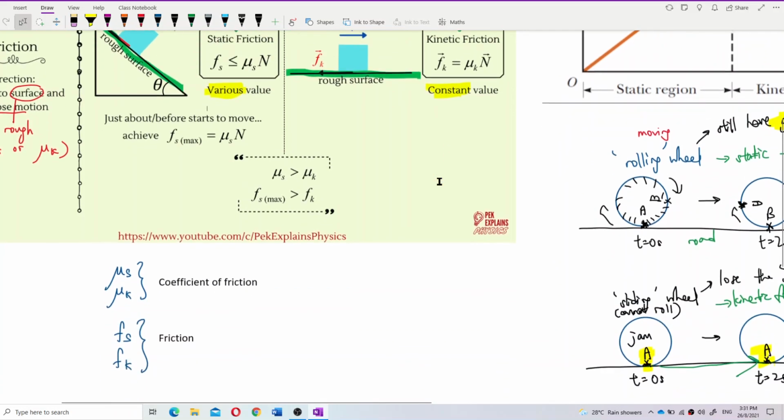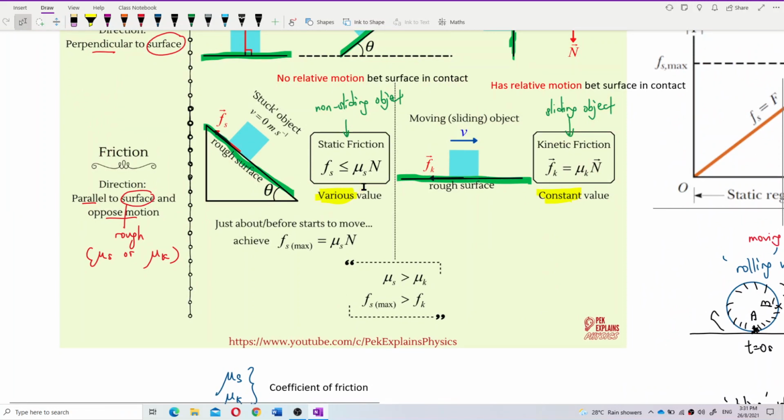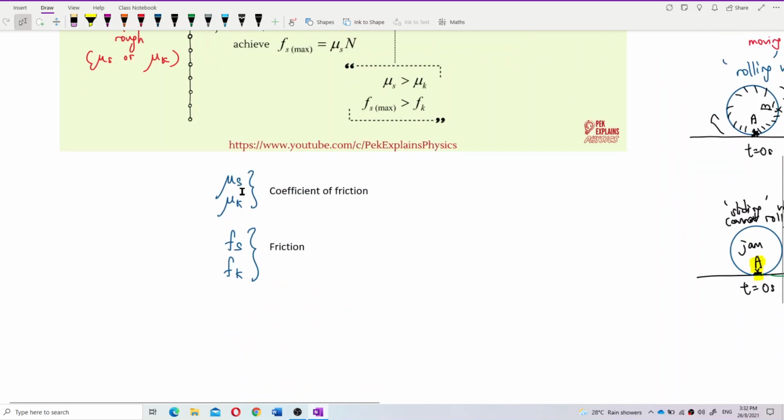First of all, we need to look at what is actually meant by mu_s and f_s. What's the difference between f_s and mu_s? So mu_s and mu_k are called coefficients of friction. A coefficient has no unit. But friction is a force. It has a unit, the Newton.